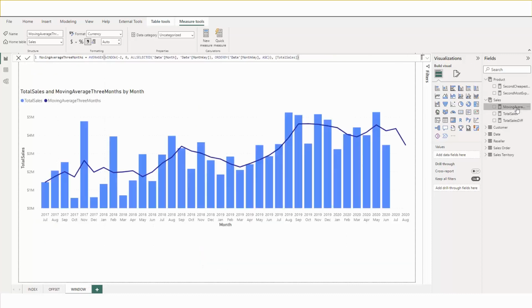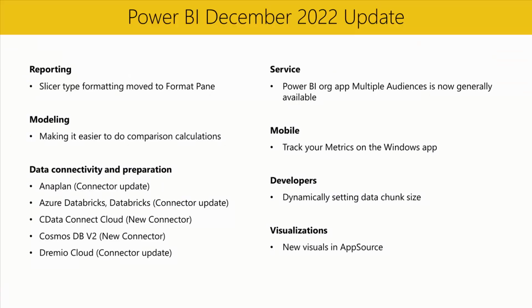Window is helpful for adding a running total, moving average, or similar calculation that rely on selecting a range of values. In this example, you can see this line, which represents the moving average for the last 3 months of sales. This was done by using relative windows to calculate the average sales of the current month and 2 months prior. We've also introduced 2 new helper functions: order by and partition by.